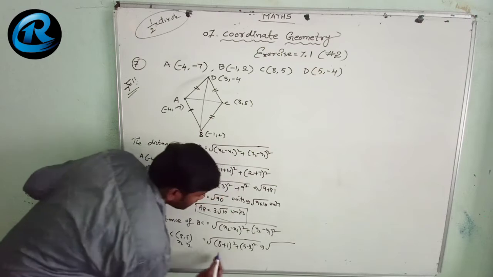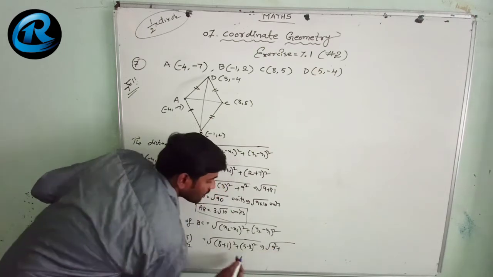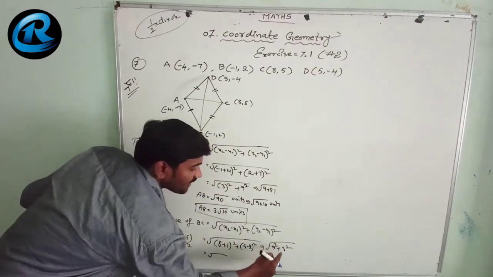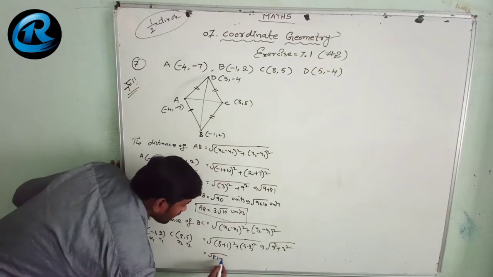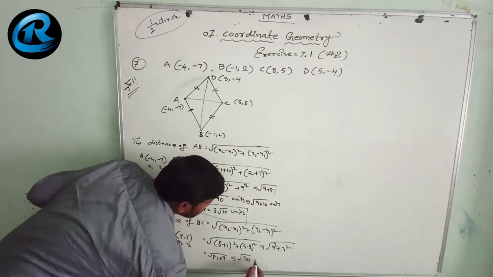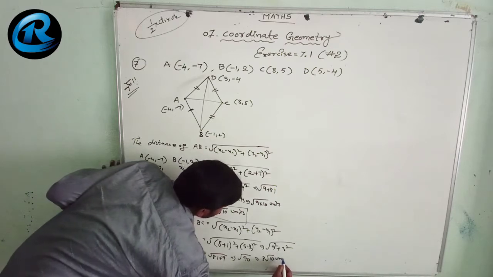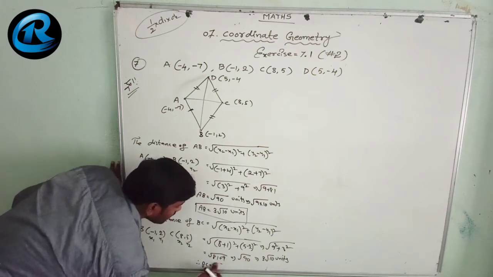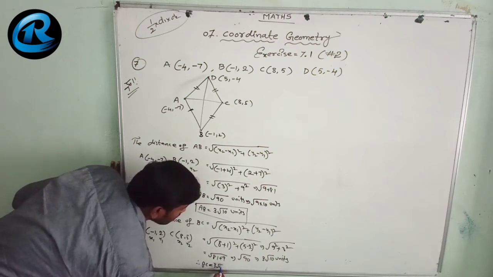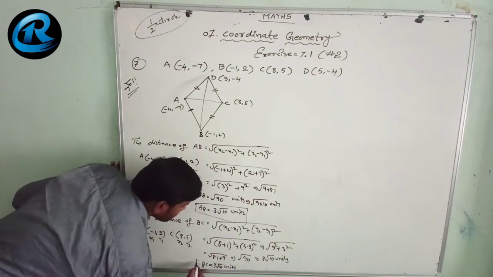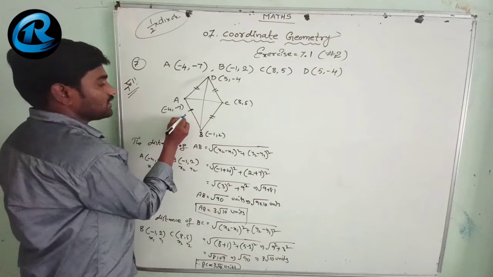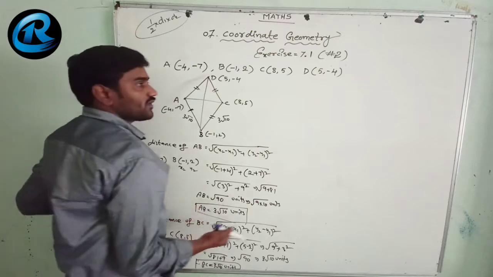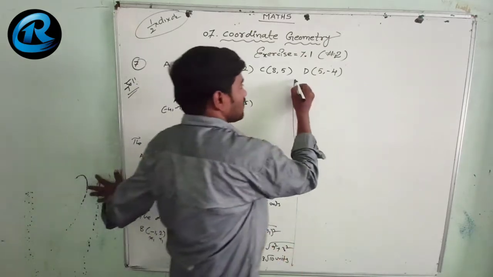Let us do it here. 8 plus 1 is 9 square, plus 5 minus 2, that is 3 square. That is equal to 9 square is 81, 3 square is 9. That is equal to under root of 90, which is nothing but 3 root 10 units. Therefore BC equals, you also got the same distance, 3 root 10 units. It is 3 root 10 units, or you can also write square root of 90 units.